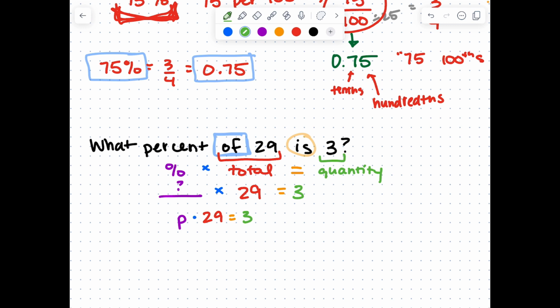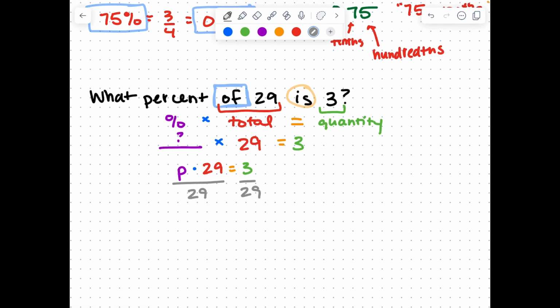And if you think about your general solving of algebraic equations, in order to get that p by itself, we need to isolate it. So we're going to do the opposite of whatever it says. It says times 29, so we're going to divide by 29. But to keep that balanced, to keep the equation true, we need to divide both sides by 29. So the times 29 and divide by 29 do cancel on the left-hand side, leaving us with p equals. And then our result over here is 3 over 29.